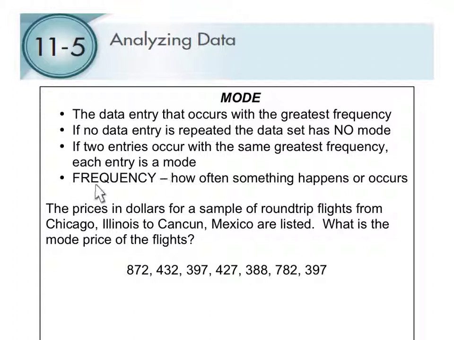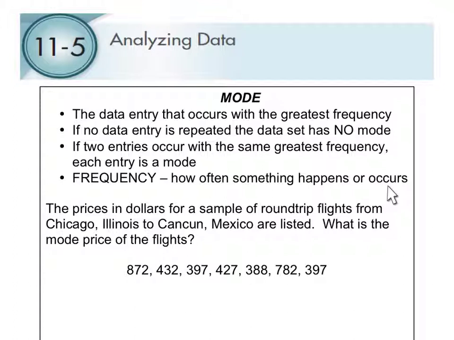Okay, a key word here is frequency, and the definition of frequency is how often something happens or occurs. So you're going to get some different charts here. You're going to get a frequency chart, and what that tells you is how often something happened. Okay, how many times something happened. So you're going to have to be able to decipher what the mode is from a frequency chart as well.